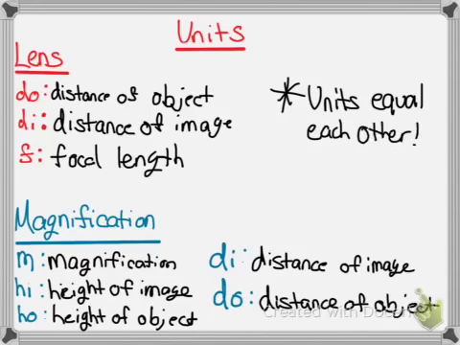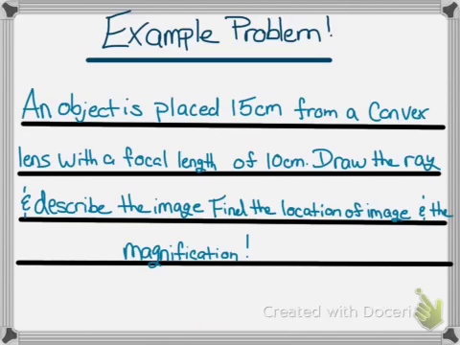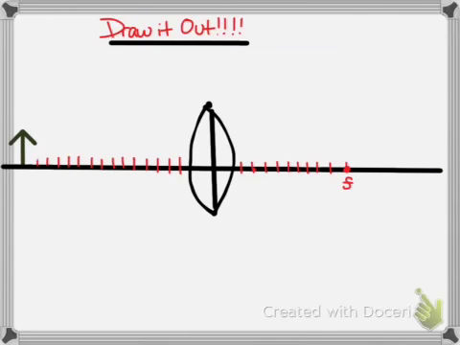So let's try a scenario. An object is placed 15 centimeters from a convex lens with a focal length of 10 centimeters. Draw the ray diagram and describe the image. Find the location of the image and magnification. First, let's set up our ray diagram. This object is placed 15 centimeters away, and your focal point is placed 10 centimeters away from that convex lens.